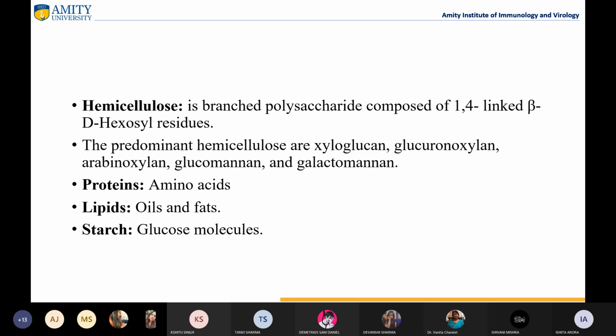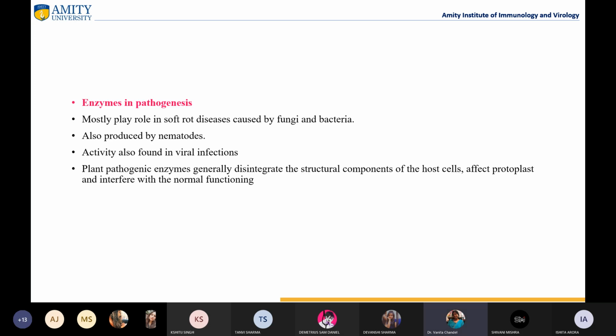So, okay, compositions, I guess we'll not go into detail. Then enzymes, they play a role in pathogenesis, different enzymes, right? So mostly they play a role in soft rot diseases which are caused by fungi and bacteria. And these are also produced by the nematodes, right? In some viral infections, we also found the release of certain kinds of enzymes. So plant pathogenic enzymes disintegrate the structural components of the host cell. They affect the protoplast and interfere with its normal function. Usually, enzymes are helpful in disintegrating the cell walls or cuticle to get entry into the plant cells, right?